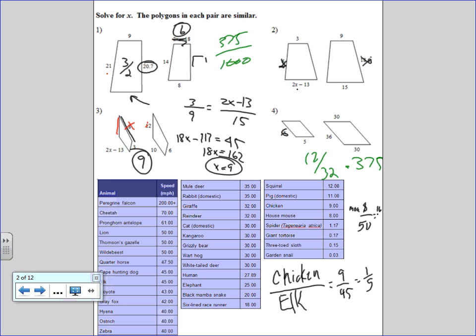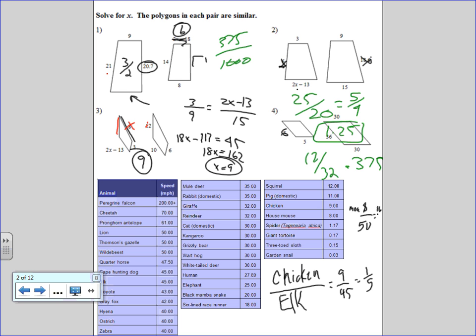If I look at an elephant which can run 25 miles per hour, and a black mamba snake which can run 20 miles per hour, so I would just have 25 over 20. I just took the two numbers right there. The test says, reduce for me, 1.25 times faster than, what did I say, an elephant and a snake or something like that? It says the elephant is 1.25 times faster than the snake.